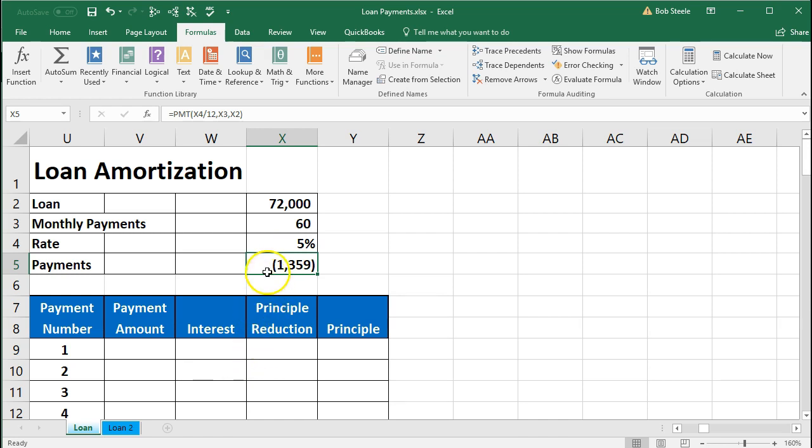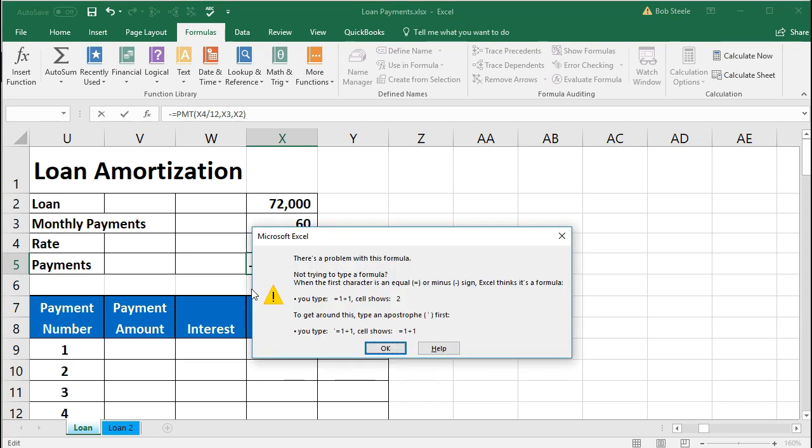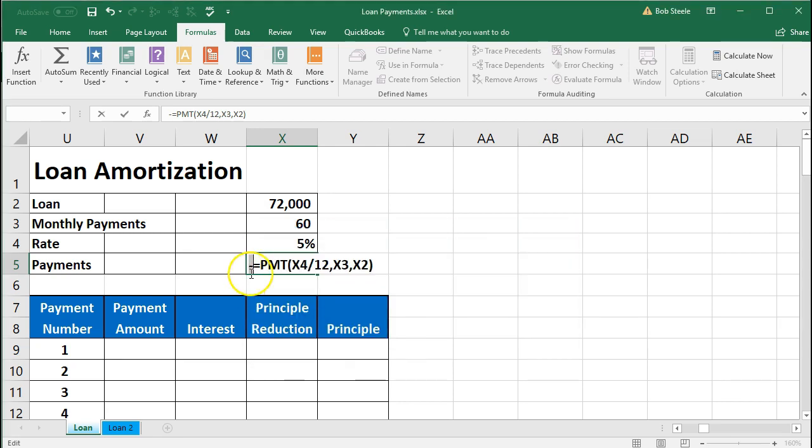It also might be good, if we want this to be a positive number rather than a negative number, to double click on this and put a negative either before or after the equal sign. That will in essence take this entire thing and multiply it times -1. We'll say okay. After the equal sign, negative, and there we have that. All right, so that's going to be our payment.